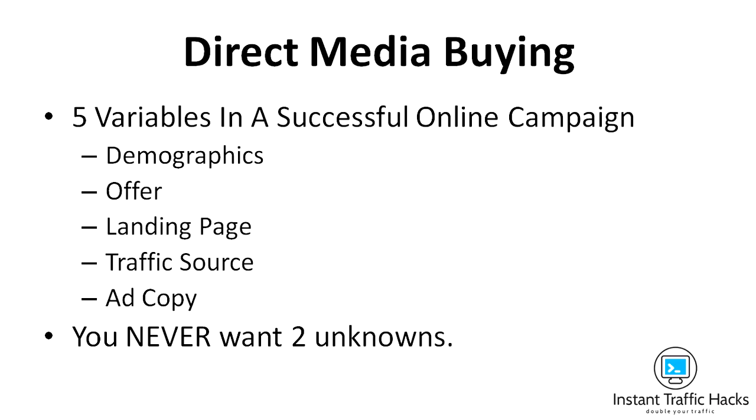And then the last element is the ad copy. What is it that's getting that person to click and getting them to go to the website and see what's next? Okay, so those are the 5 variables that are very, very important. I highly recommend you write those things out as you go through this process with me, because when you go and you find your competitor sites, I want to be able to see what are the demographics, where's the offer, what's the landing page, what's the traffic source, what's the ad copy.